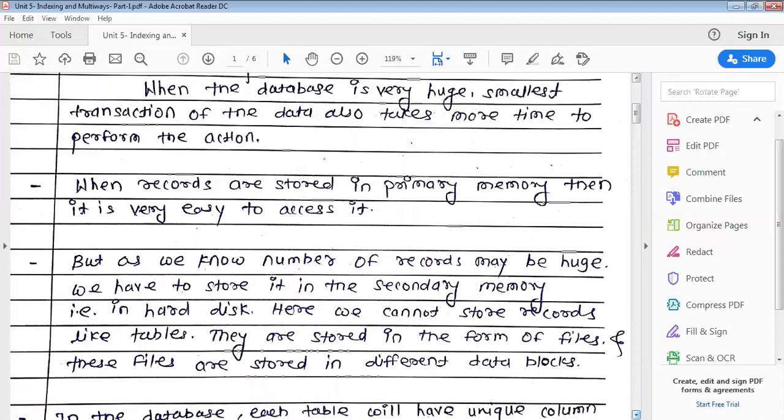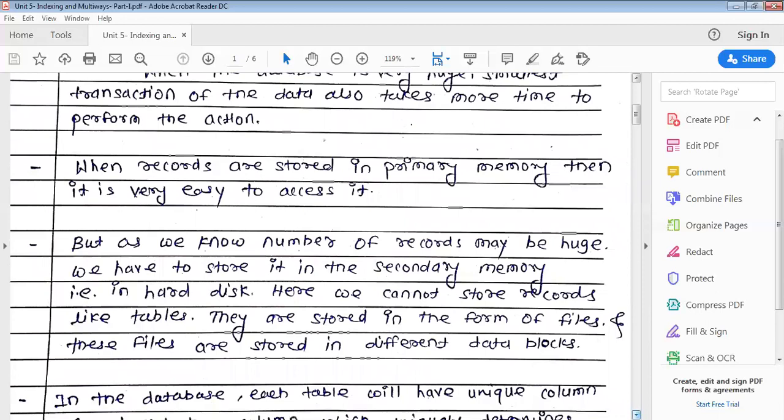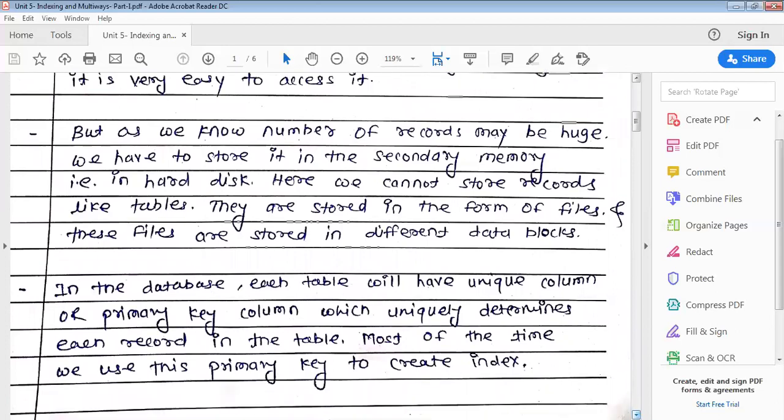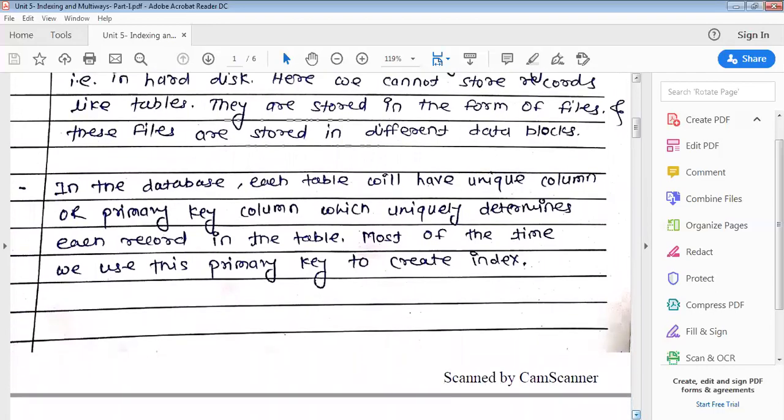But as we know, the number of records may be huge and we have to store them in secondary memory, that is the hard disk. Here we cannot store records like tables, so they are stored in the form of files, and those files are stored in different data blocks. So how can we access those data blocks? Each table has a unique column, which is called the primary key. It is the column that uniquely determines each record in the table. Most of the time we use this primary key to create an index. So this is the importance of the index.